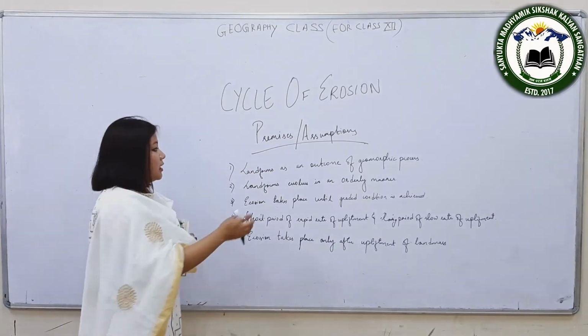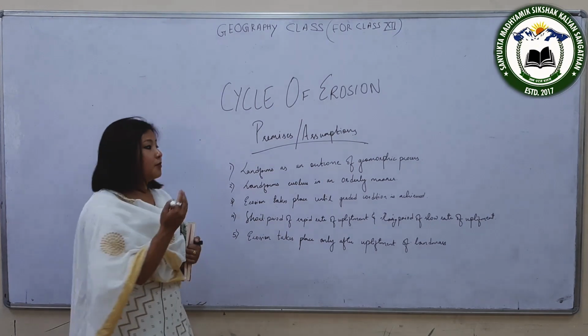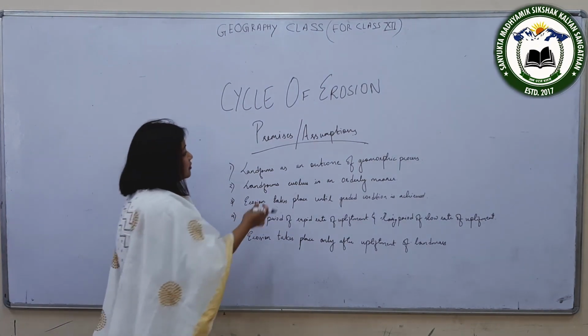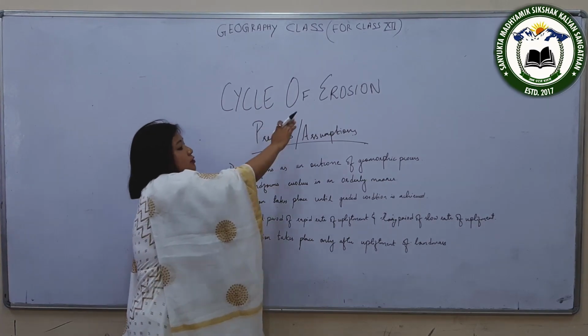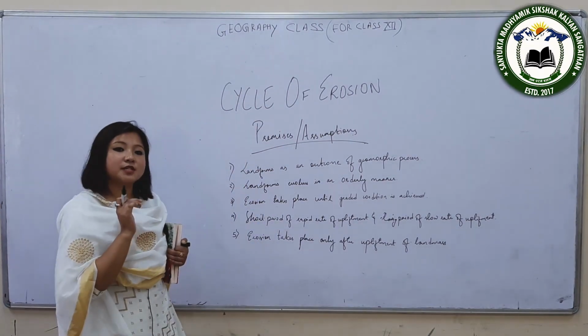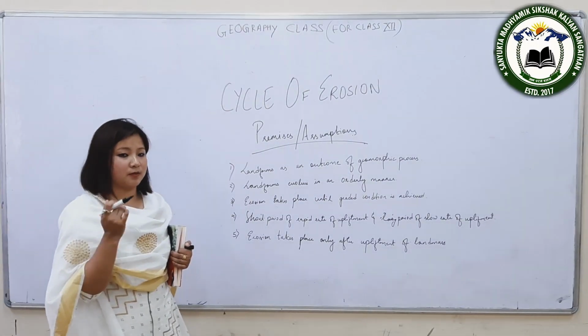So, with this, he assumed basically five assumptions or premises. Based on these premises and assumptions, the concept of cycle of erosion developed by Davis has been criticized by several geomorphologists, which you could refer to later on.